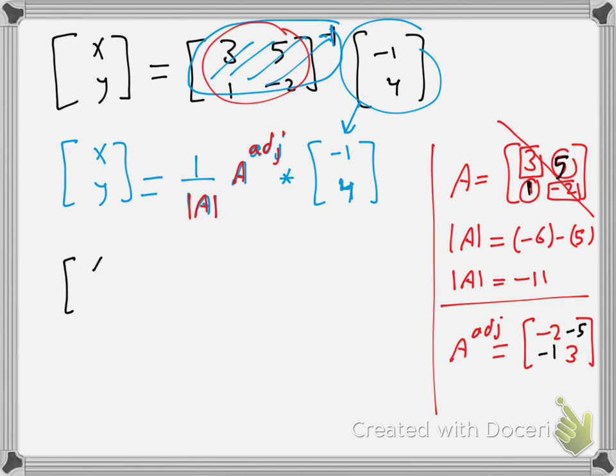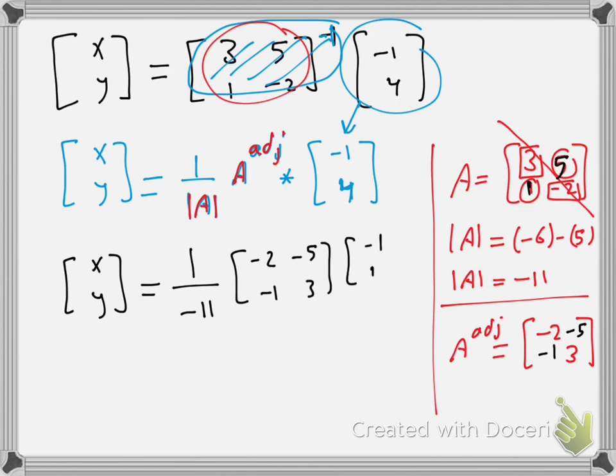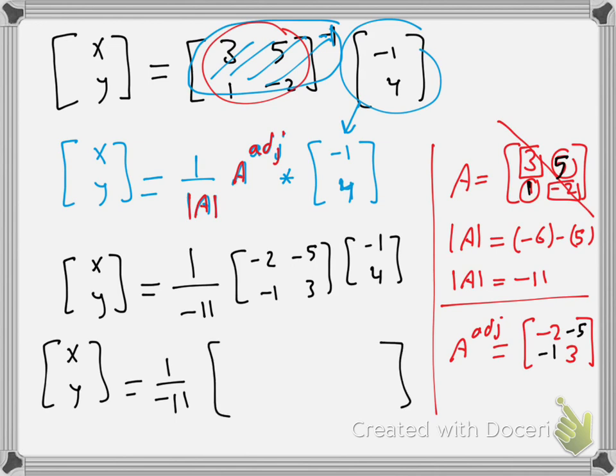Then the matrix of the variables X and Y equals 1 by determinant A, which is negative 11, times A adjoint: negative 2 and negative 1, and negative 5 and then 3. All of that multiplied by negative 1 and then 4. Then the variable matrix X and Y equals 1 by negative 11. And now let's do the multiplication between the two matrices.